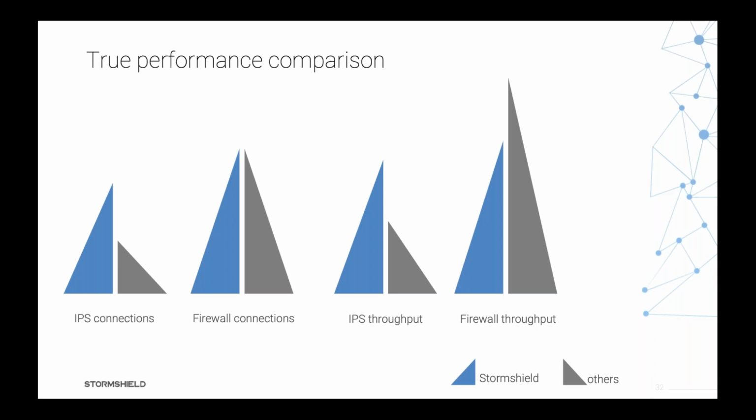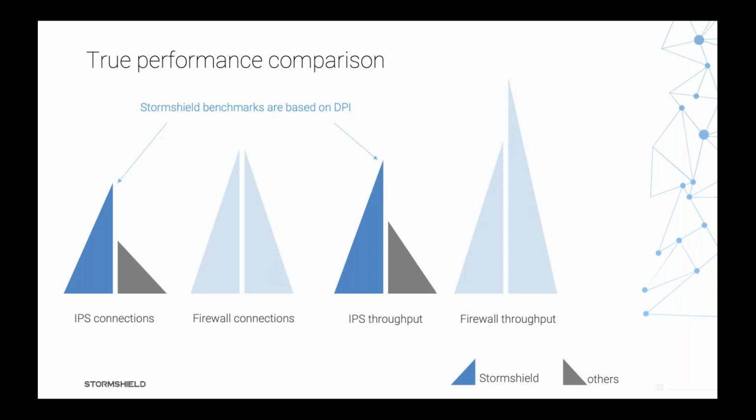When it comes to firewall connections, a firewall doesn't require that much processing, so the number of connections that we support is quite similar to what the other firewalls can support. When it comes to IPS throughput, normally we have a higher number. When it comes to firewall throughput, normally we may have a lower number. The point I want to highlight is that in Stormshield, we don't focus on the firewall's numbers. If you look at the concurrent connections in our data sheet, these benchmarks are based on the IPS, not on the firewall. In fact, we don't show our firewall numbers, we show our IPS numbers because that's what really matters.